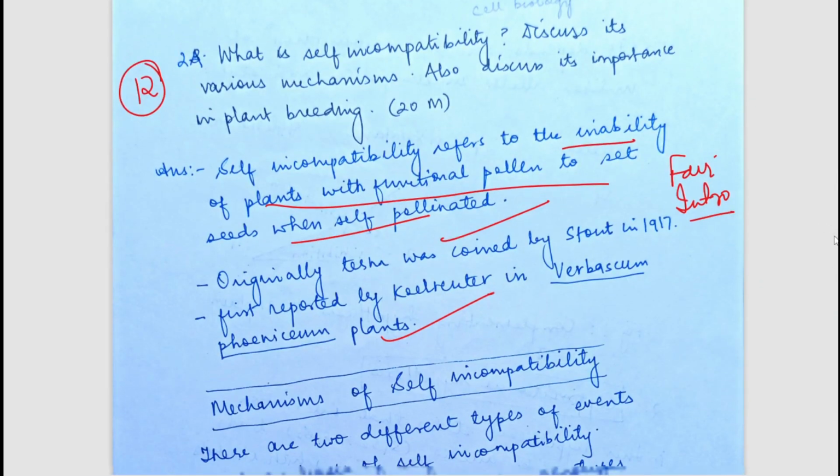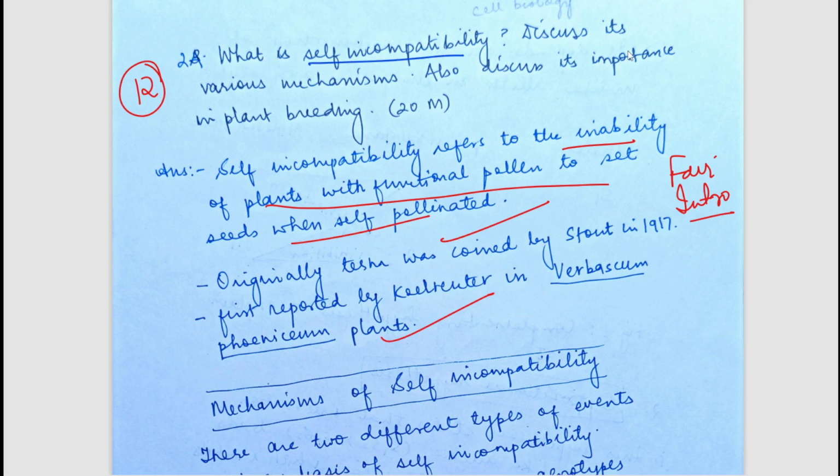The next question is, what is self incompatibility? Discuss its various mechanisms, also discuss its importance in plant breeding. You all know what self-incompatibility is. We have discussed several times about self-incompatibility and male sterility. In self-incompatibility, the plant produces the pollen grain, but that pollen grain is unable to pollinate. But in male sterility, what happens? The plant is not able to even produce the pollen grain. So it is a common difference between self-incompatibility and male sterility. I hope you understand.